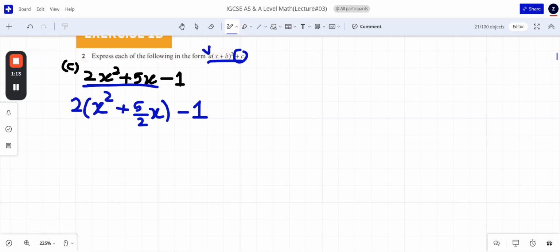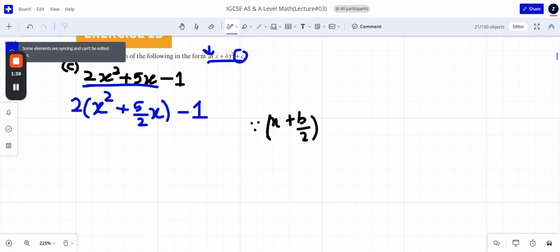A is common, our a is factored between the first and the second term, x plus b. So now the second step: we got the value of a, but we need x plus b whole square. It means it's completing the square. So for completing the square, we will use the completing square formula, which is x plus b by 2 whole square minus b by 2 whole square. We will apply this formula only inside the parenthesis, that means on x square plus 5 by 2x.